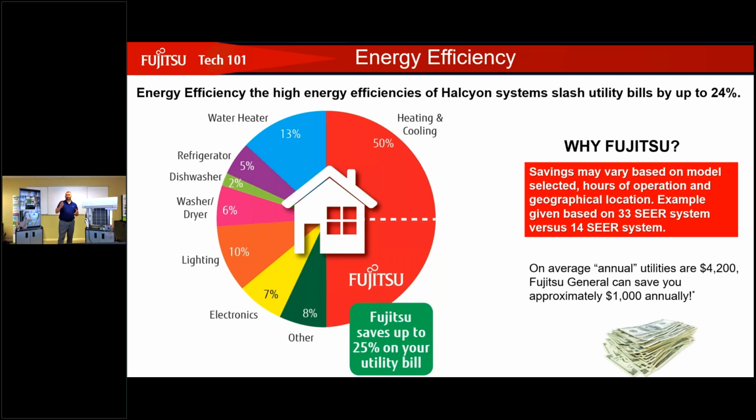All right. So if you take a look here on this chart, basically what this is telling you is nearly 50% of all of our home energy costs are from heating and cooling. All right. You see that breakdown right there. So if you take a look on the right-hand side, it says on average, utilities are about $4,200 a year. We can cut down on that by approximately $1,000 a year, depending on the installation, of course. And that is basically by cutting the usage of your heating and cooling costs down to half, basically.